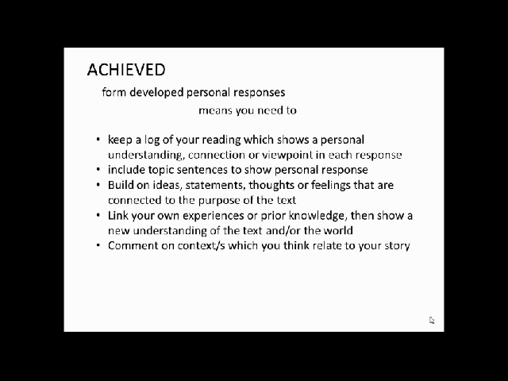Remember to use evidence gathered during reading to base your ideas on, and don't forget to think about the context of the text. That is, where it was written, when it was written, who it was written for, and who wrote it. Remember, forming developed personal responses includes responding to links between parts of the text and your own personal experience, situation, and/or prior knowledge, and/or responding to links between parts of the text and the wider world.